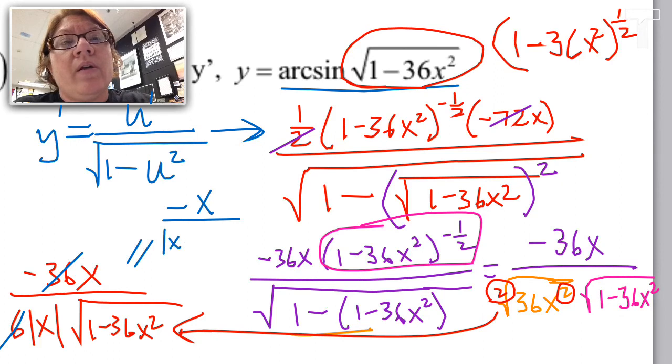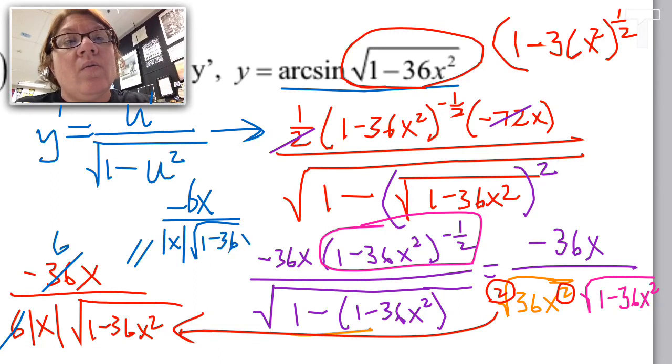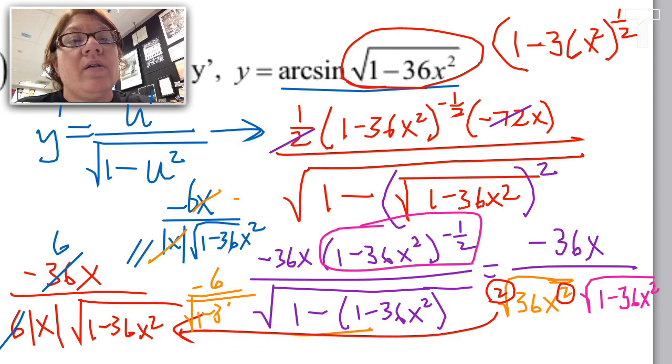So right now it looks like this, 36x squared, and then I could cancel those x's on top and bottom. This assures me that it's positive, so I'll have negative 6 over the square root of 1 minus 36x squared. Ta-da!